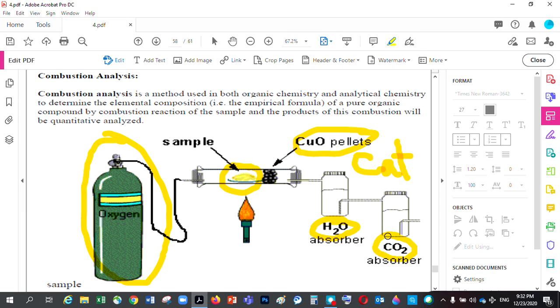So here the same thing, CO2 absorbs CO2, and then the difference from the beginning and the end of the reaction will give me the amount of CO2, and from there we can determine the amount of carbon dioxide, and then the moles of carbon, and from H2O we can determine the hydrogen. So with the help of those two we can determine the empirical formula and then the formula of the compound. Correct? Let's go further here.